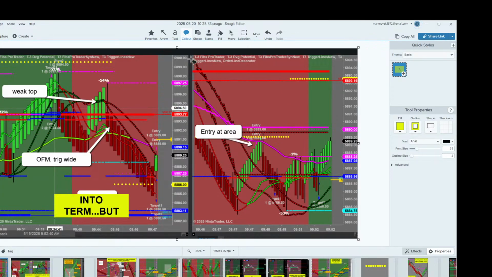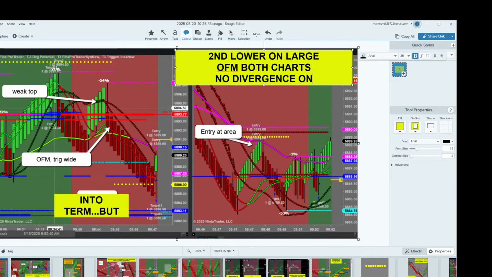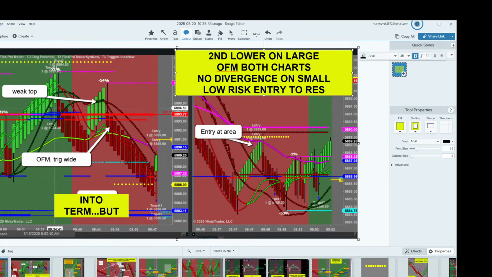I want to go through the good stuff. Second lower on large. Odds favorable momentum, both charts. No divergence on small. Low risk entry to retest trouble.